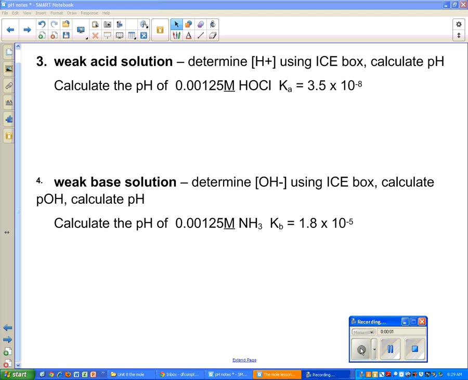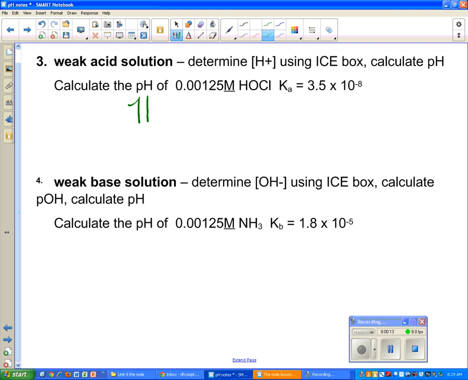For weak acid equilibrium, we cannot just use the concentration of the acid as H+ because it doesn't break up 100%. So the first thing we want to do is write the dissociation reaction. And it's really very simple. You write the acid, and then you just remove the H, and then write down everything that's left. And notice that we have a double arrow because it's at equilibrium.